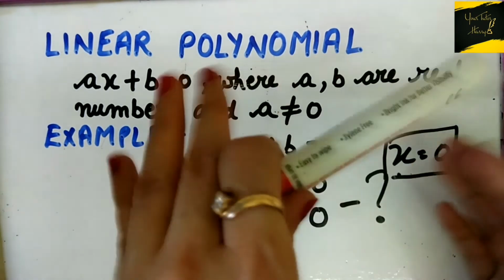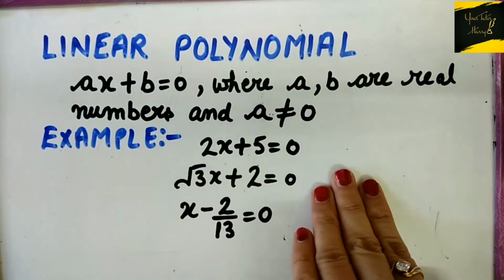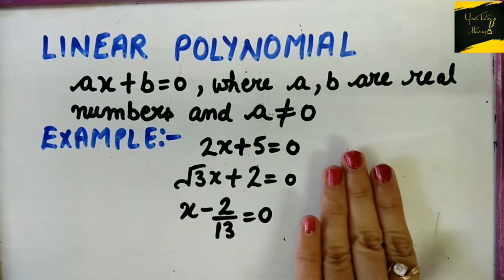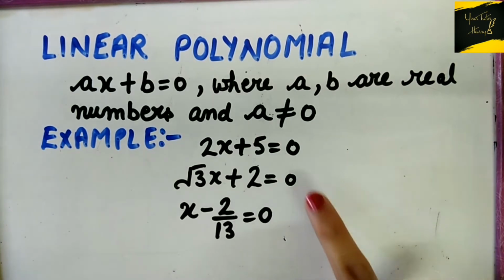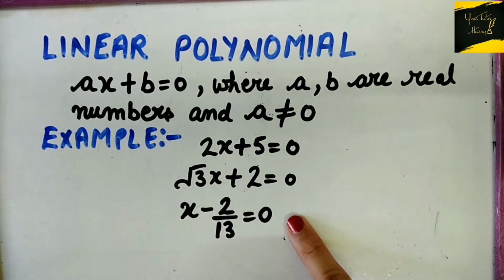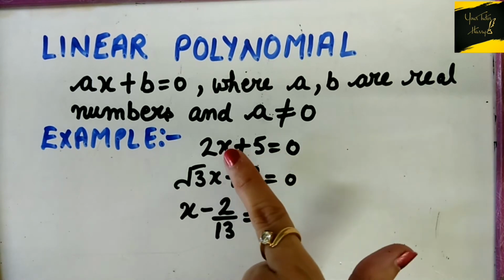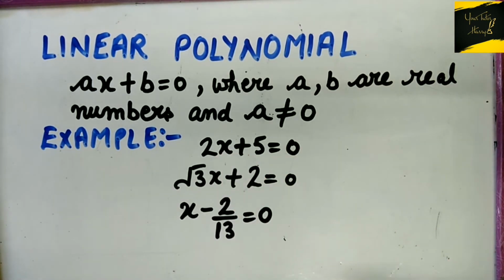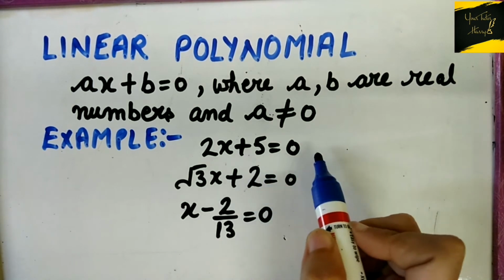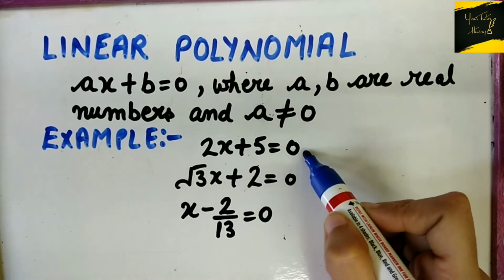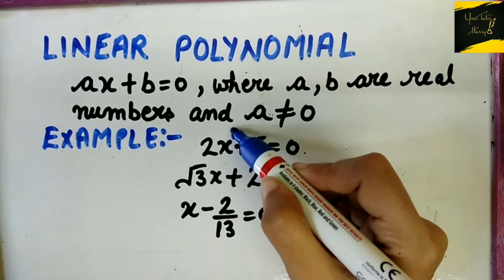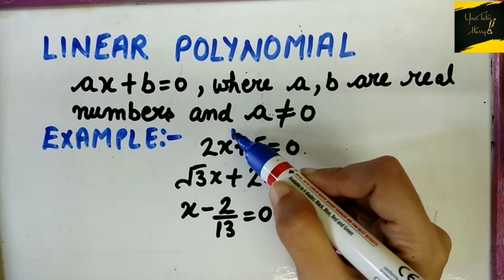So let's move towards another example. So friends, here I have mentioned some examples of your linear polynomial that contains x power 1. Look here, 2x plus 5 is equal to 0. This is a linear polynomial. Why? Because it contains the highest degree as 1.